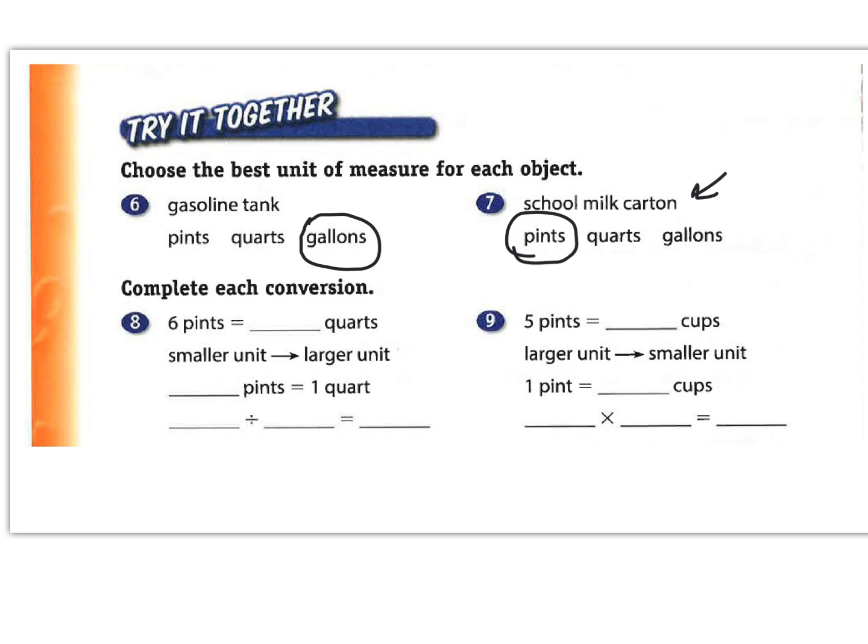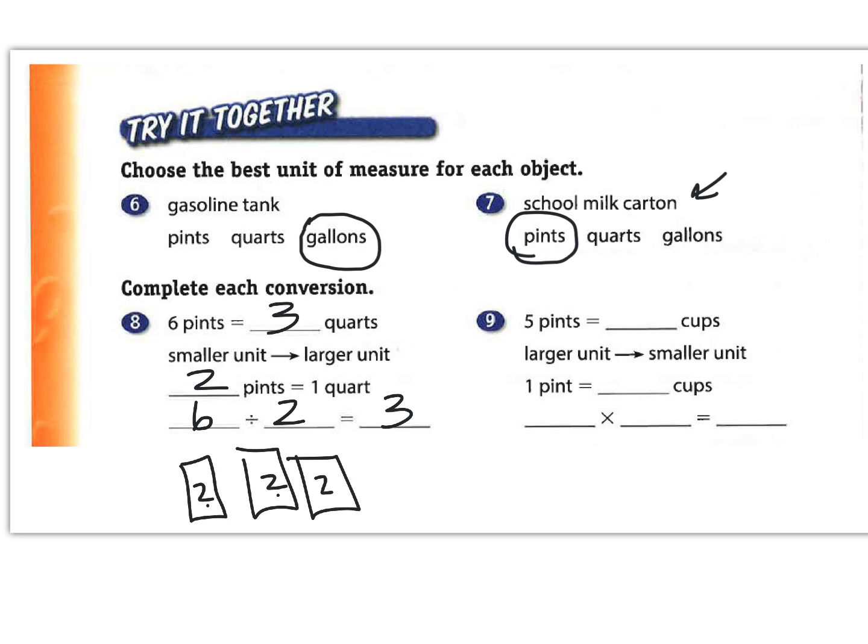Now it says complete each conversion for number 8 and 9. 6 pints equals how many quarts? Well, let's quickly go back to see how many. 2 pints equals 1 quart. So now I have to do 6, and I'm going to divide it by 2 to get 3. So 6 pints is the same as 3 quarts, because if this is 3 quarts, there are 2 pints in each. So 2, 4, 6. So that's why we had to divide on that one. We had to break it up into 3 different groups.